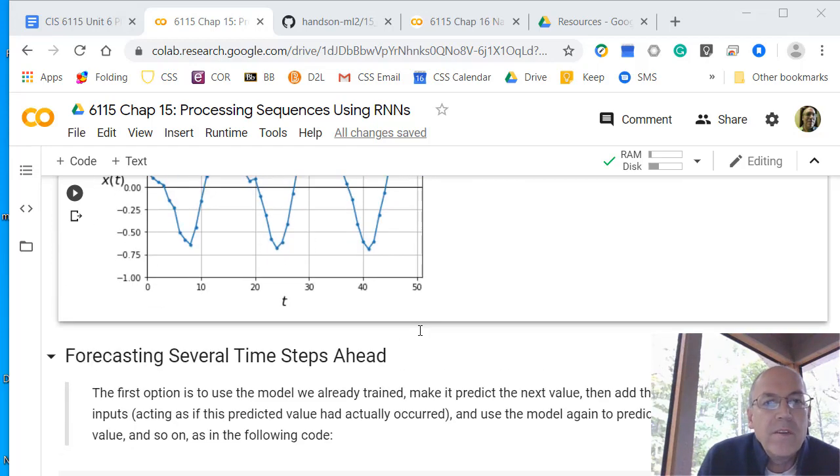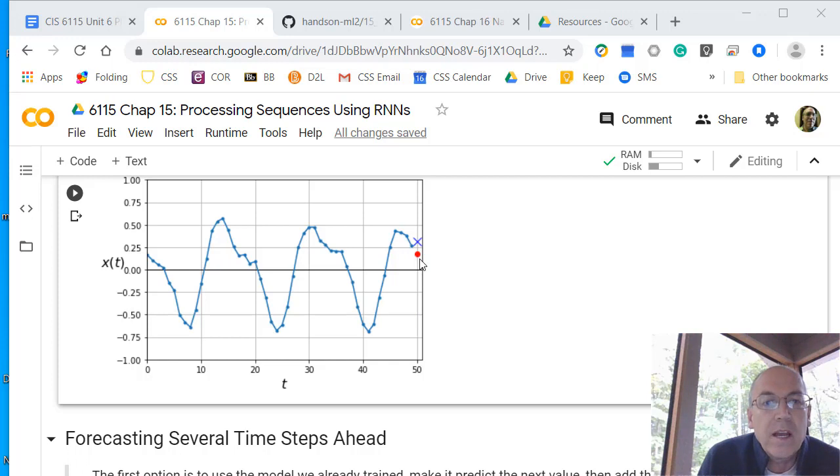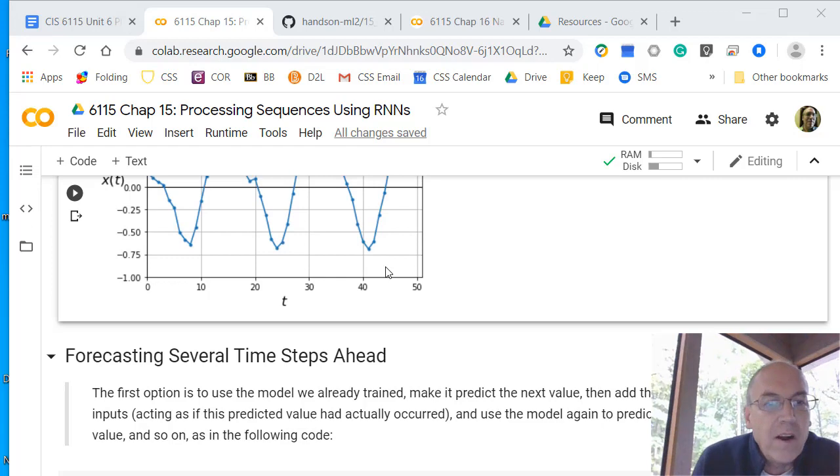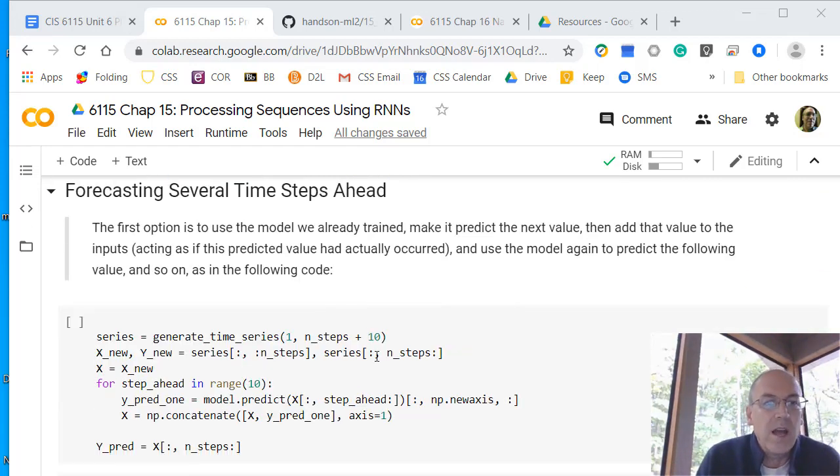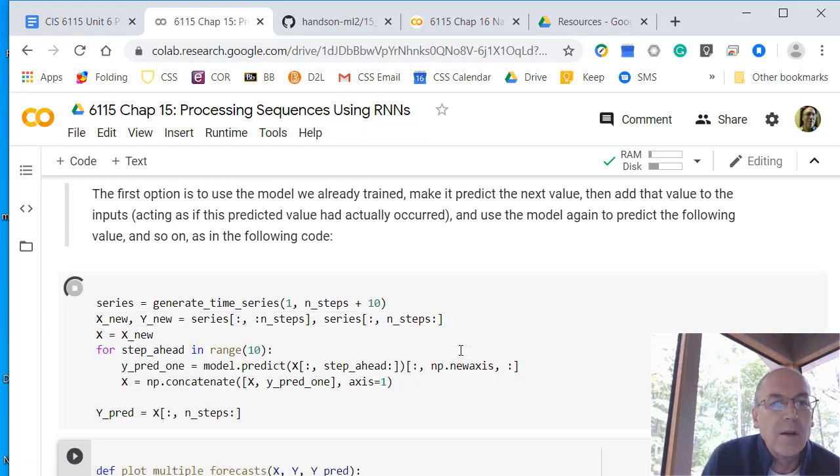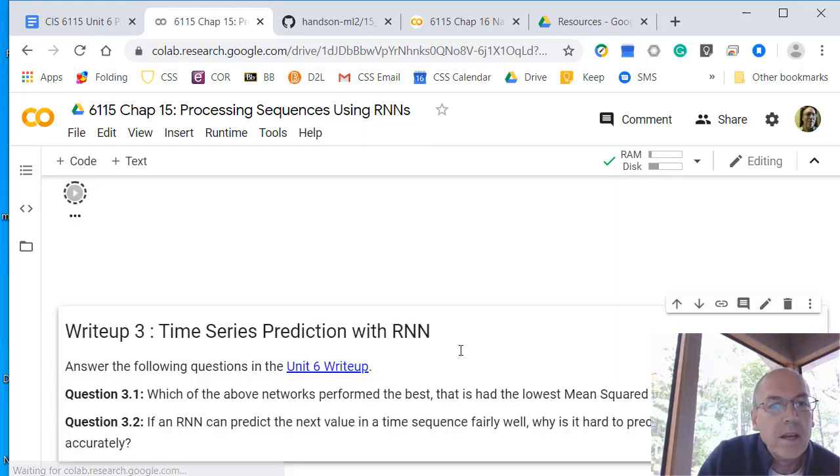Now, if you're thinking, I can predict what the next temperature is in an hour from now, can I predict what it is in a day from now or in 7 days from now? How far ahead can I look, and how does that work? So now we're going to look at forecasting a number of steps ahead of time for this.